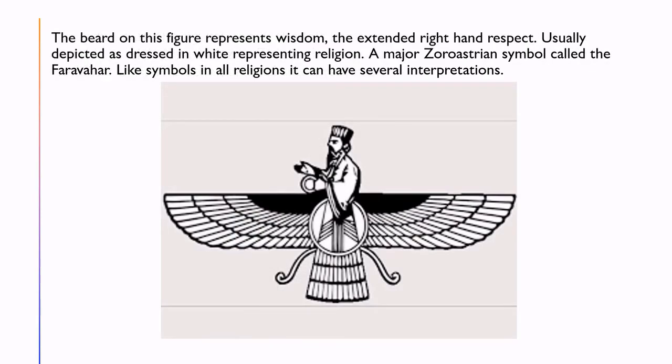The figure is an old man, and the beard represents wisdom. The extended right hand represents respect. The figure is usually depicted as dressed in white, representing religion. A major Zoroastrian symbol, it's called the Faravahar. And like symbols in all religions, it can have several interpretations. So I have heard additional things about this symbol, but those are the basics.